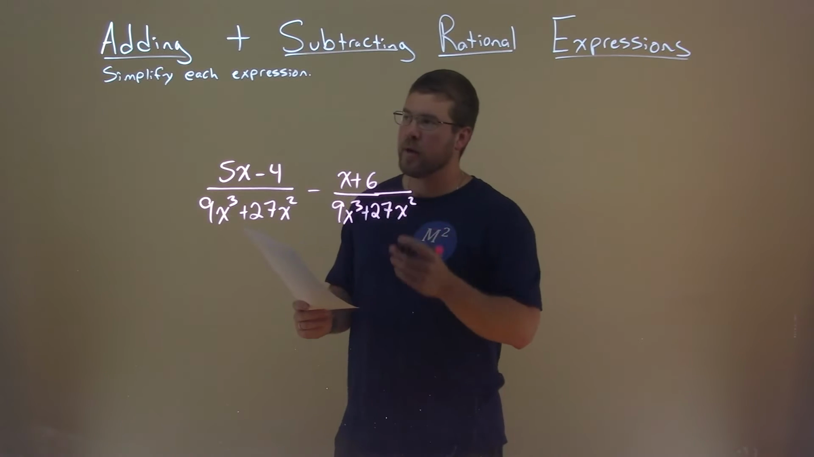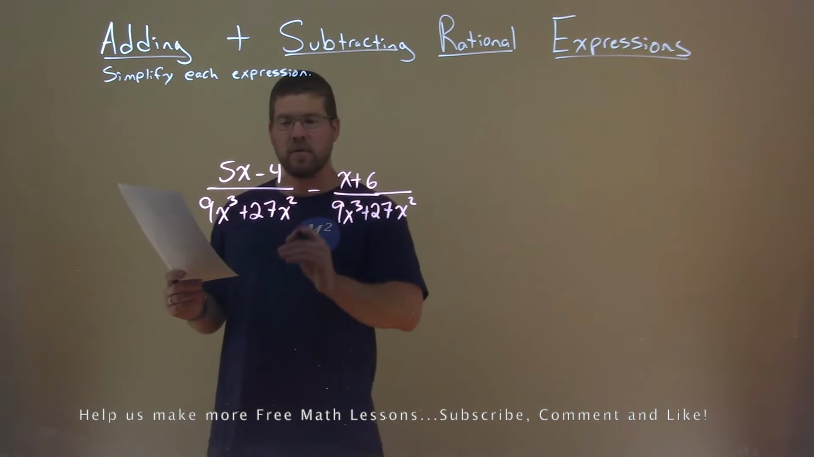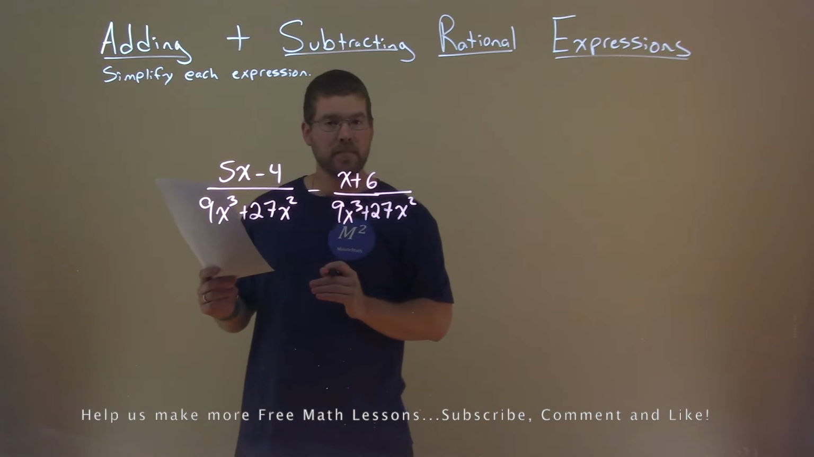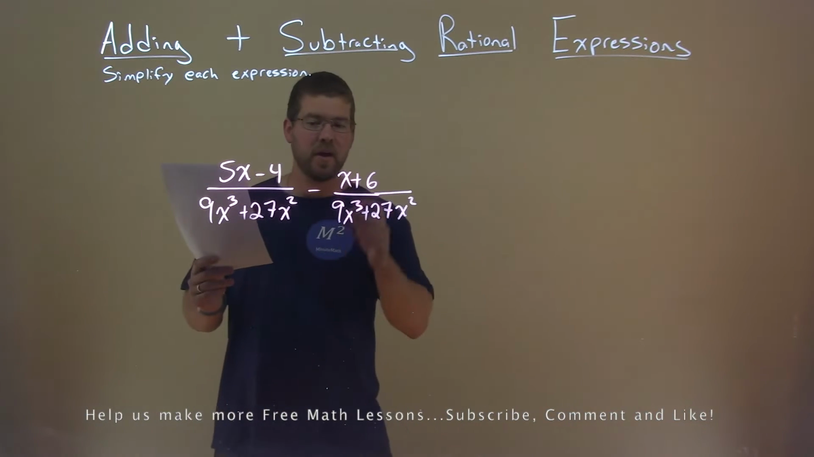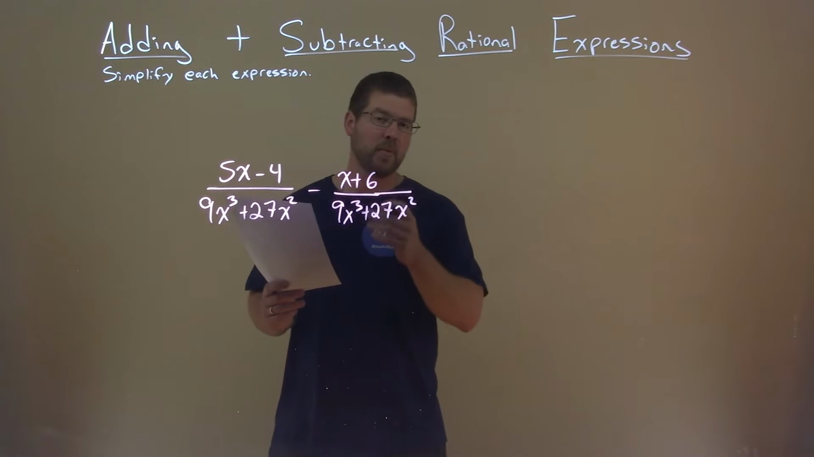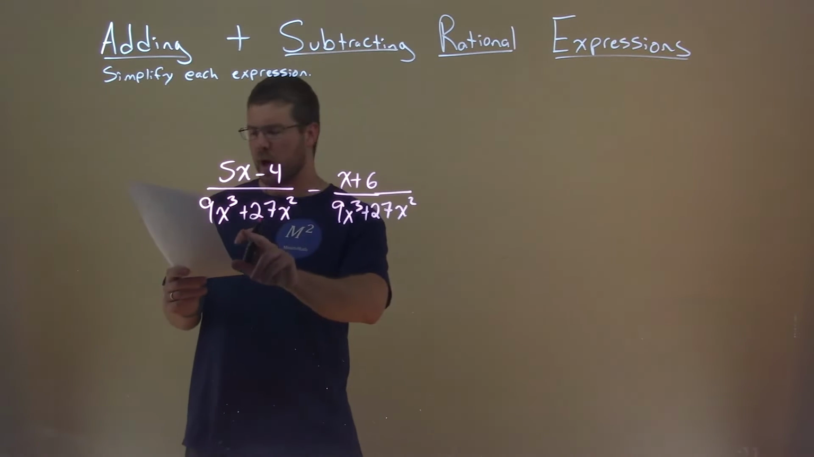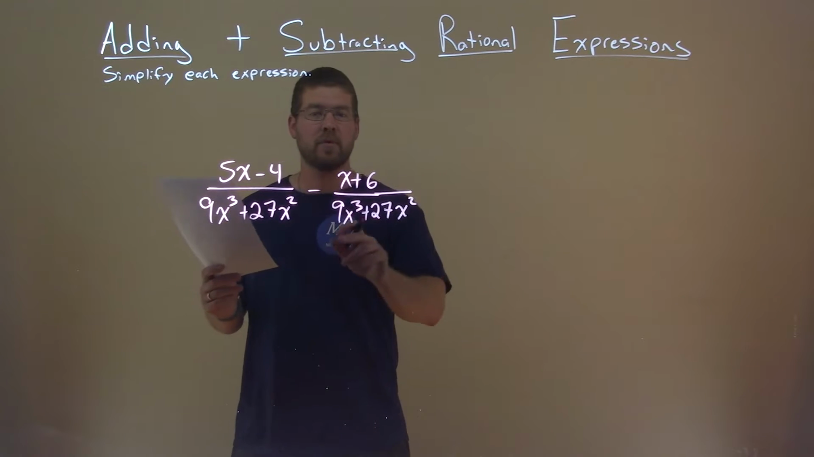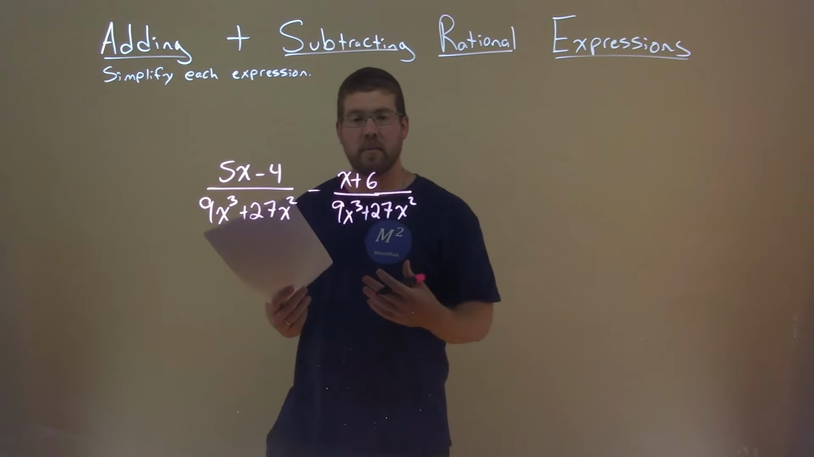We're given this problem right here. 5x minus 4 divided by 9x to the third plus 27x squared, minus x plus 6 divided by 9x to the third plus 27x squared. And we need to simplify this expression. First thing I notice is that we already have the same denominator on both parts of our fractions, meaning we can instantly start combining the numerators.